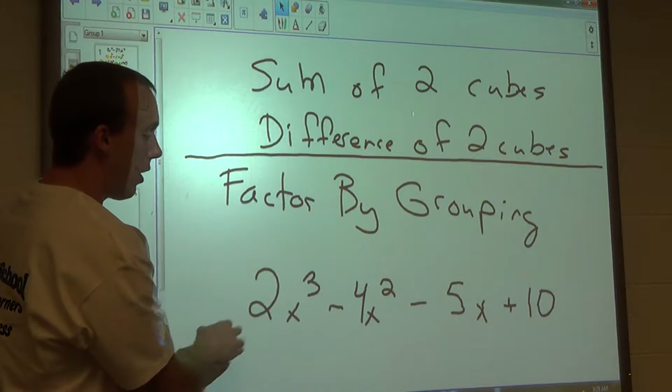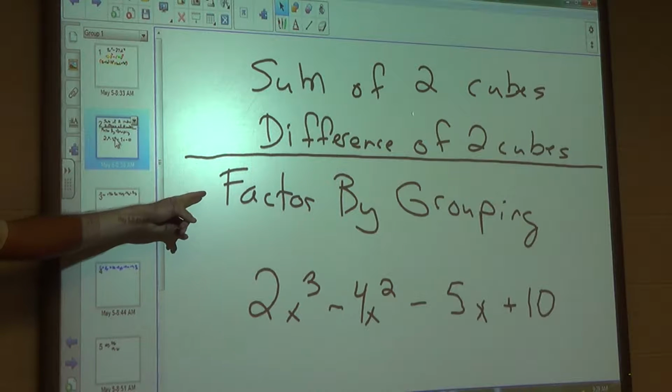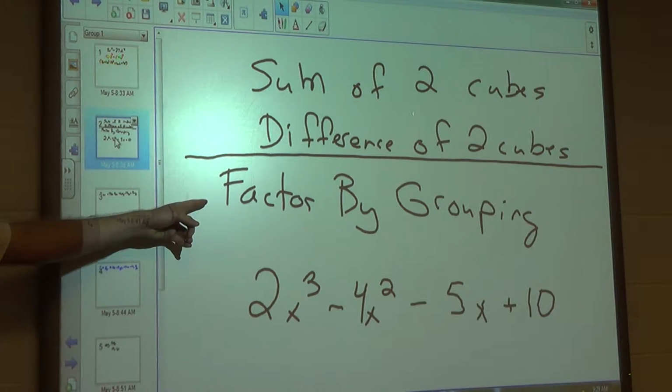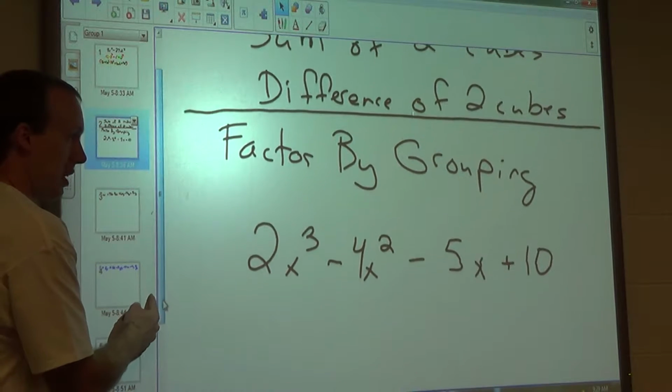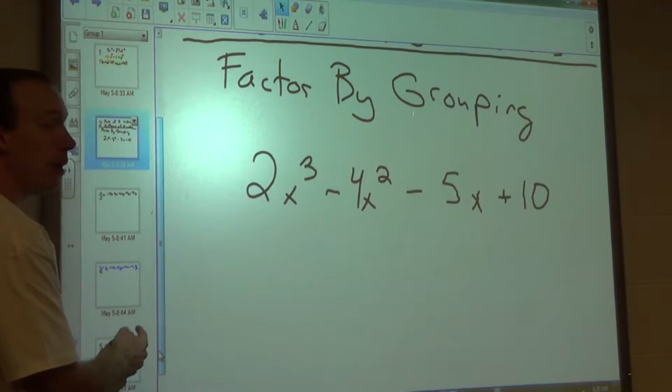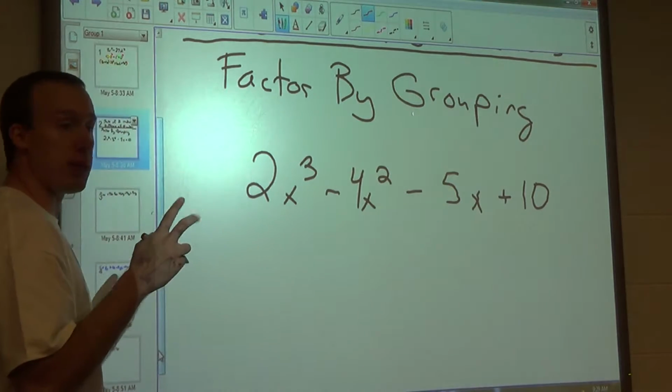Now if we introduce a 4th term, anytime there's anything higher than 3 terms, we're always going to use factor by grouping. What does the word grouping mean to you? What's that mean we're going to do? Put together. We're going to group things together. And I usually go with 2 groups every time.